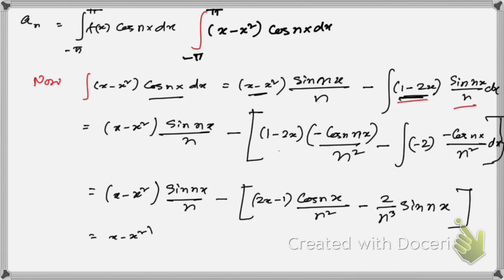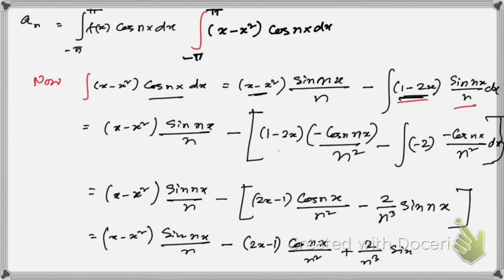That's going to be pi minus x, into sine nx by n. So let me write it clearly. Sine nx by n. And on removing the bracket, you're going to get twice x minus 1 cos of nx by n square. This minus becomes plus 2 by n cube sine nx. That's what you're going to get. This is the integral. Now use the limits pi to minus pi. In order to find the an, let me go to the next slide. So let me copy this result.